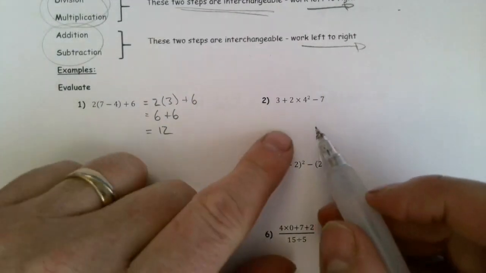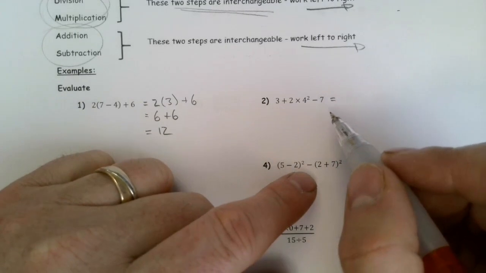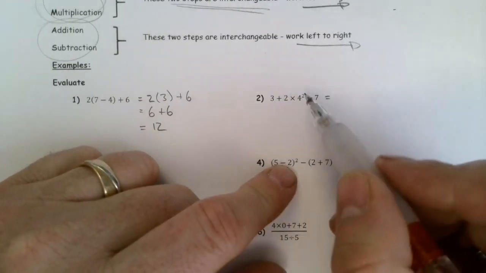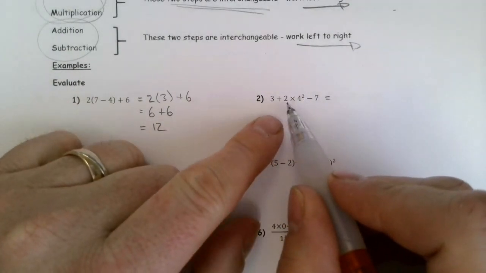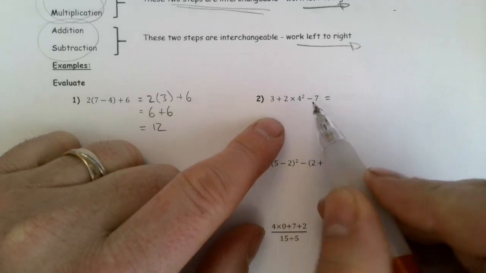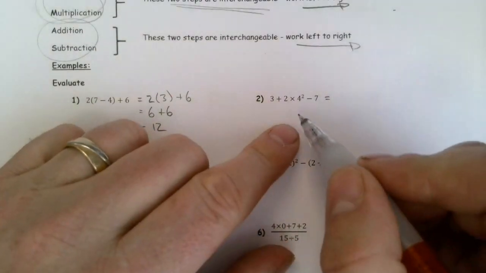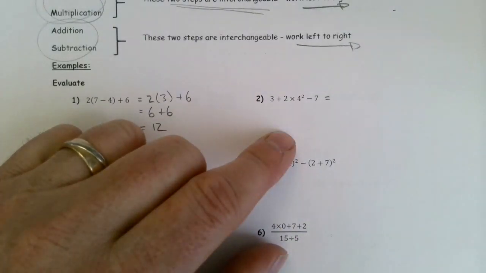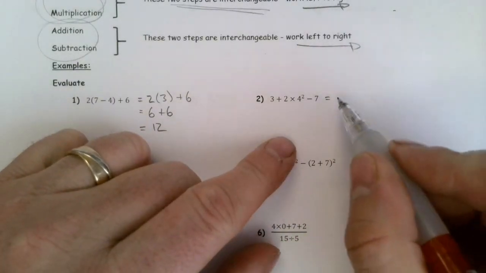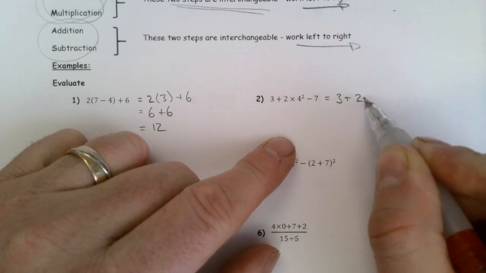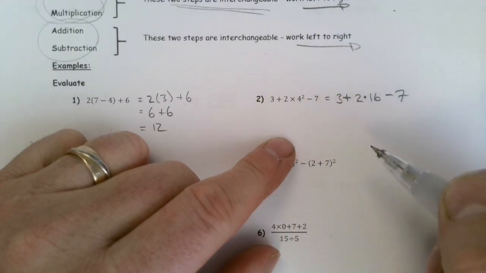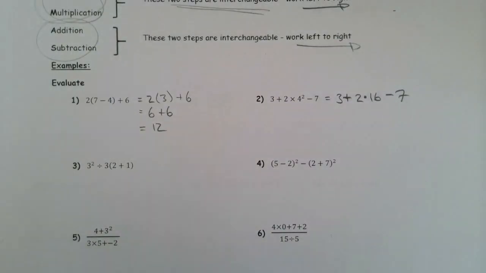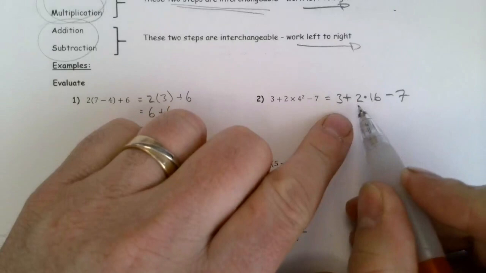For number 2, there are no parentheses, no brackets here. So what's next in line? Well, exponents. Right here, 4 to the power of 2. So basically this is 2 times 4 times 4. But the 4 squared is a little shortcut that I can take because I know that 4 squared is going to be 16. So let's do that first. So this becomes 2 times 16, and then we've got this minus 7. Now that I've taken advantage of that repeated multiplication, now I'm going to do the different bit here.